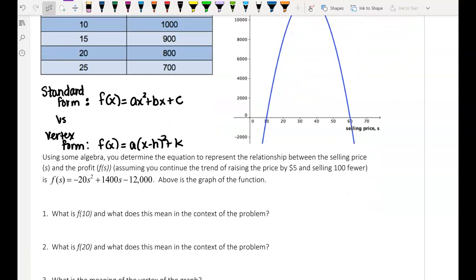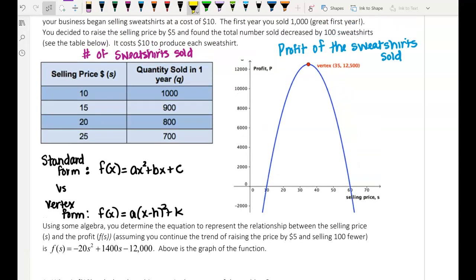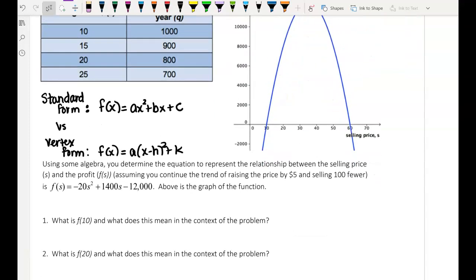So then it says, using some algebra, you determine the equation to represent the relationship between the selling price S and the profit F of S, assuming you continue the trend of raising the price by $5 and selling 100 fewer, is F of S equals negative 20S squared plus 1400S minus 12,000. So this is the equation that you determine based on the data we have that models the above function. Okay, that's the graph of that equation.